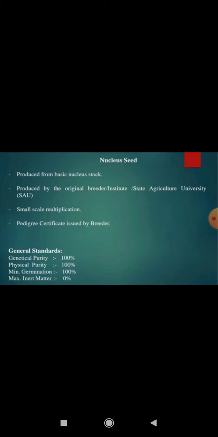In the case of nucleus seed, the genetic purity is always 100%, and for the physical purity, there should not be any mixture of debris, seed from other variety, or any stone, etc. So, its physical purity is also 100%. Then its minimum germination percentage is also 100%, which means all plants can germinate.